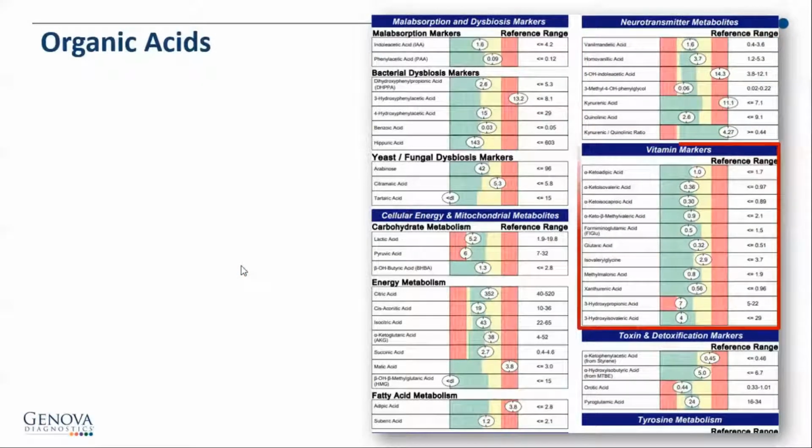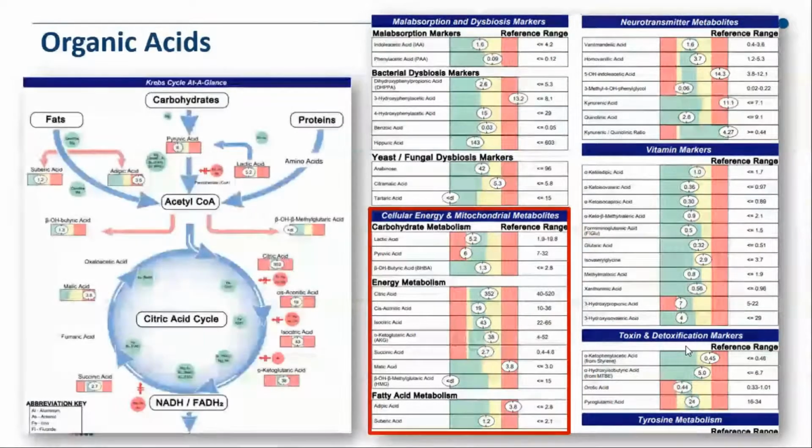Next, I have my B vitamin markers. Some of these in the yellow are going to be part of the algorithm. And there are other recommendations in the algorithm around that, because as you recall, there were a number of B vitamin recommendations on the first 2 pages. For the toxin and detoxification, I noticed the alpha ketophenolacetic acid from styrene is a little bit on the high normal side, but the rest of these look, I think, really pretty good overall.